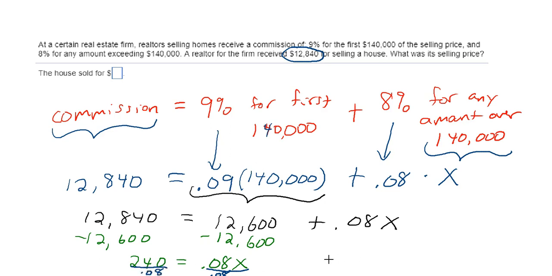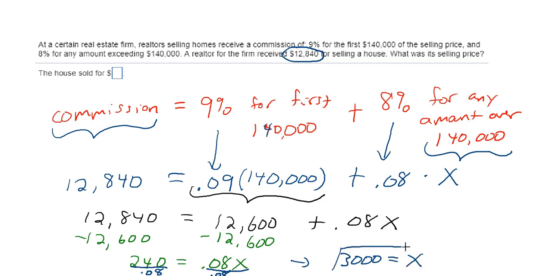And we'll get, so 240, use my calculator, 240 divided by 0.08, and we get 3,000. So I'm going to write the answer over here. So we get x is equal to 3,000.